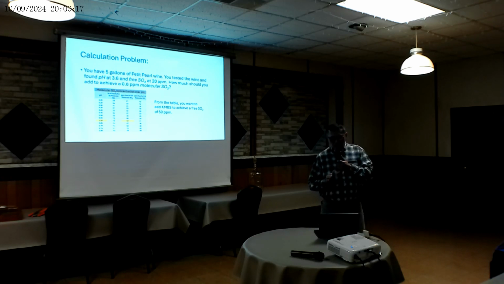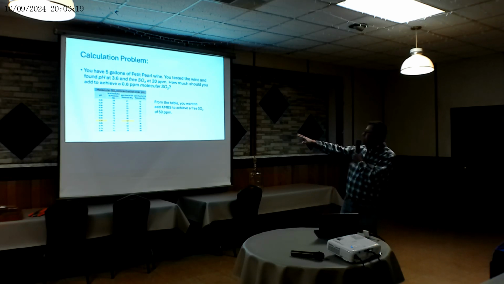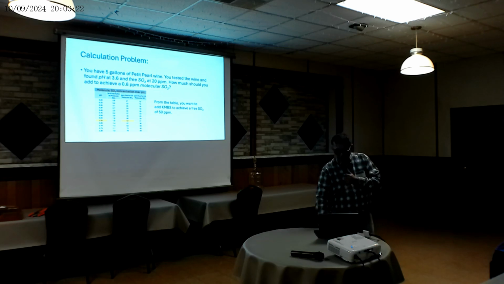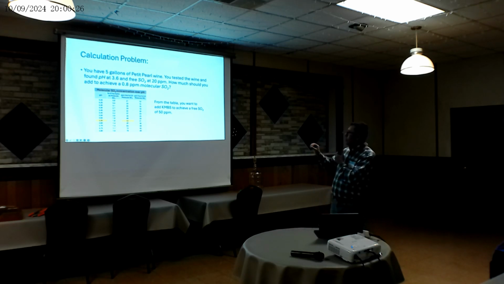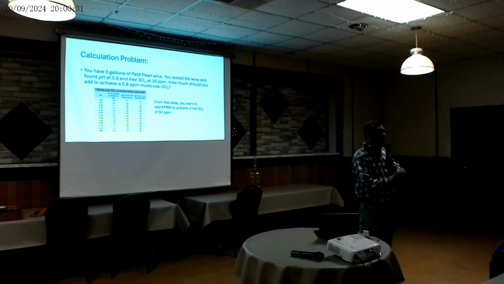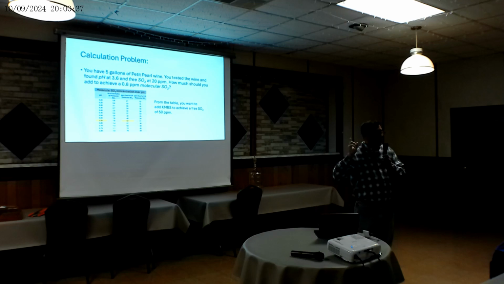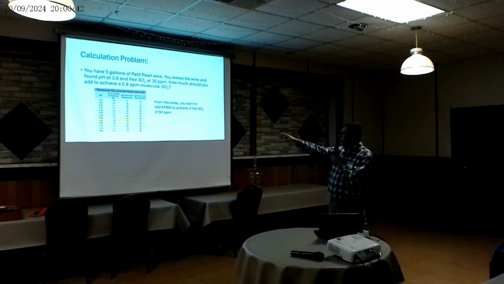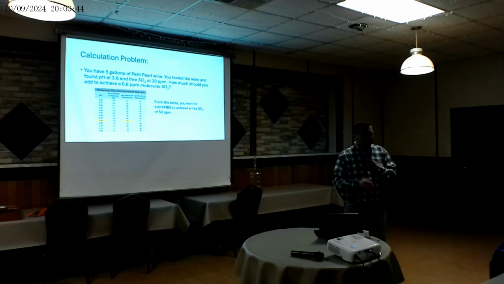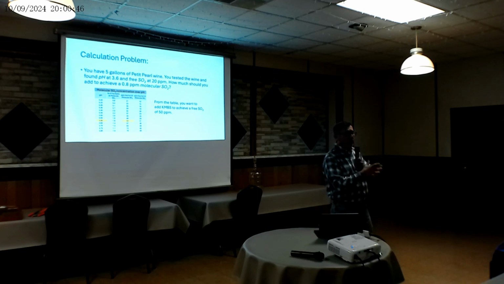If we use this table again, at a pH of 3.6, to get 0.8 molecular SO2 for adequate antimicrobial protection of the wine, you need 50 ppm of free SO2. And your measurement of the wine was 20, so you have a deficit of 30, basically.